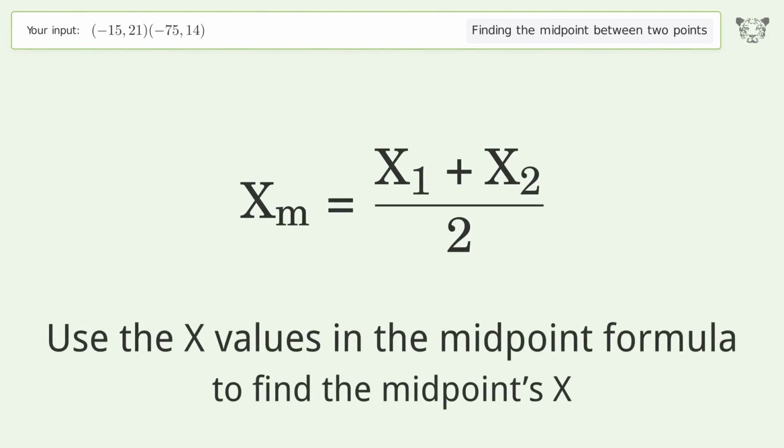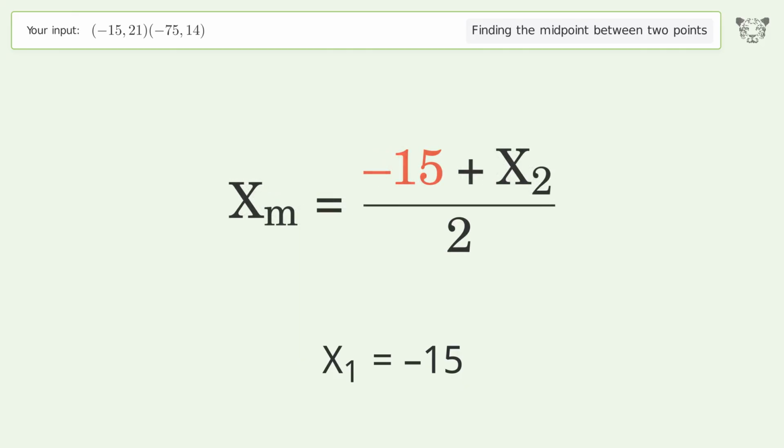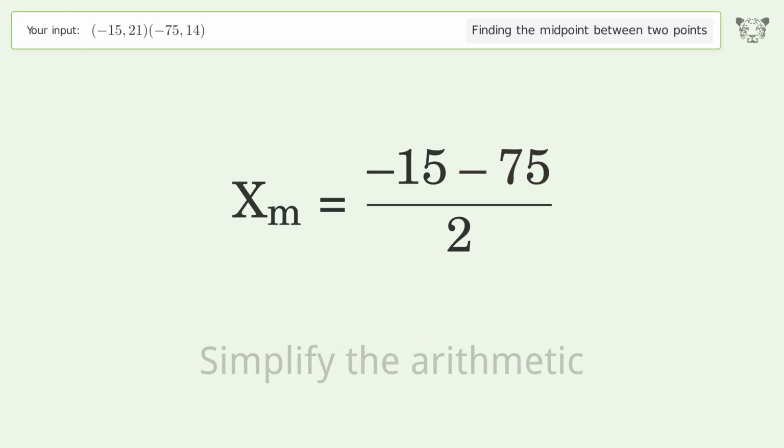Use the x values in the midpoint formula to find the midpoint's x. x1 equals negative 15. x2 equals negative 75. Simplify the arithmetic.